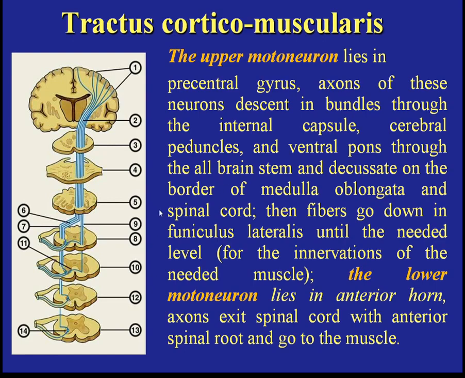The second order neurons, we said, lie here in the anterior horn of the spinal cord, and the name of these motor neurons is the lower motor neuron of the corticospinal tract. And this is not only body cells in the anterior horns, but also axons of peripheral spinal roots, peripheral nerves, and plexuses.